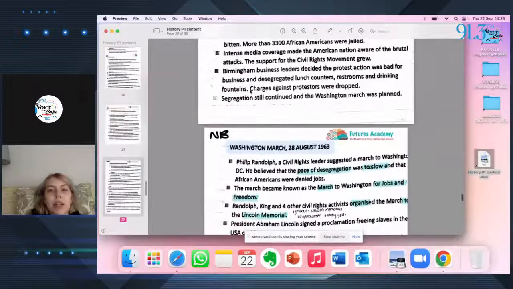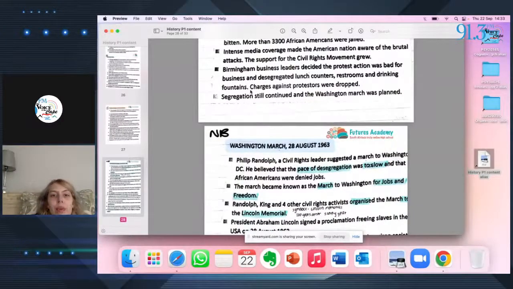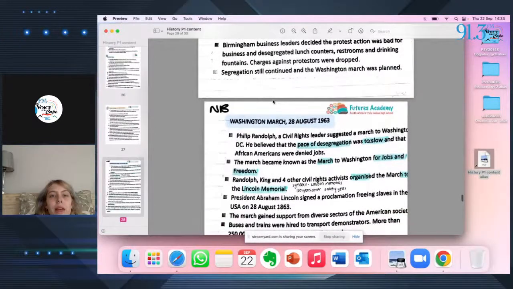Intense media coverage made the American nation aware of the brutal attacks, and as such, the support for the civil rights movement grew. Birmingham business leaders decided the protest action was bad for business and desegregated lunch counters, restrooms, and drinking fountains. Charges against the protesters were dropped. Segregation still continued, however, and the Washington March was planned.